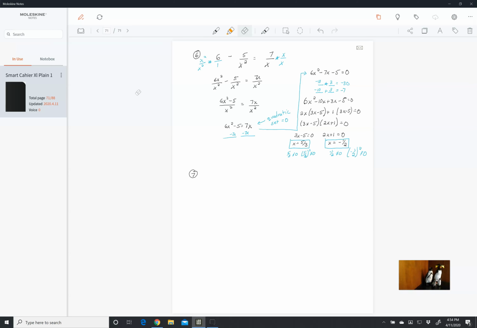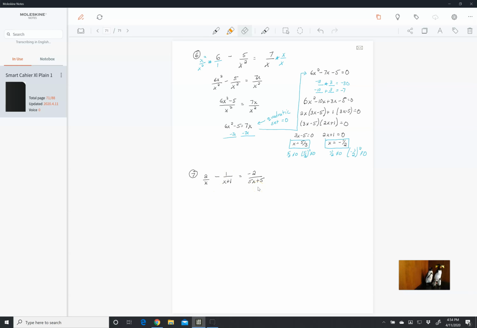Let's do 2 over x minus 1 over x plus 1 is equal to negative 2 over 5 times x plus 5, 5x plus 5. So I'm going to put in an extra step. We have to factor first, because not all of these have been factored. 5x plus 5, we can factor out a 5.